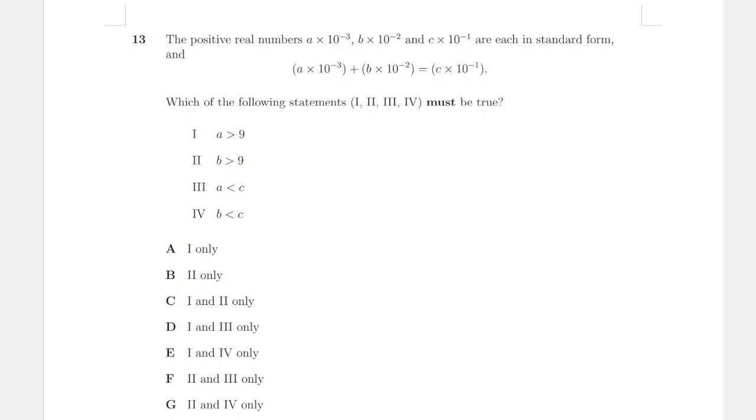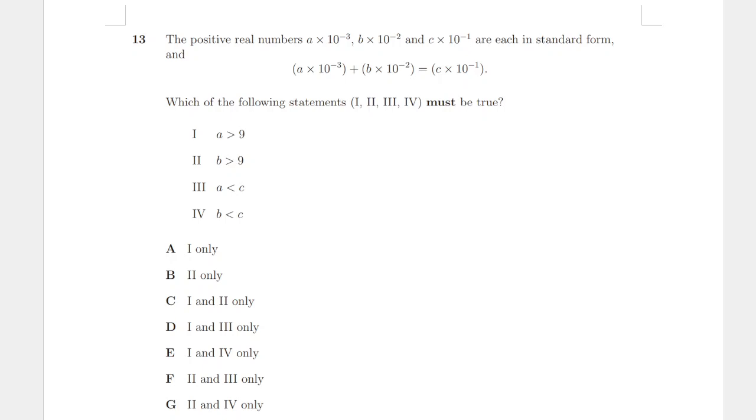Okay, question 13. The positive real numbers a times 10 to the minus 3, b times 10 to the minus 2, and c times 10 to the minus 1 are each in standard form. And a times 10 to the minus 3 plus b times 10 to the minus 2 equals c times 10 to the minus 1. Which of the following statements, 1, 2, 3, 4, must be true?